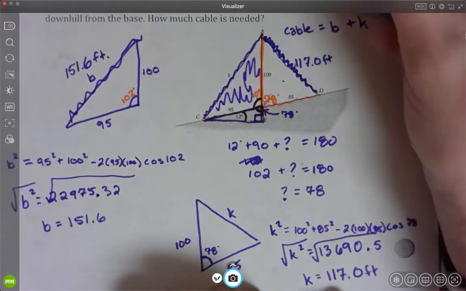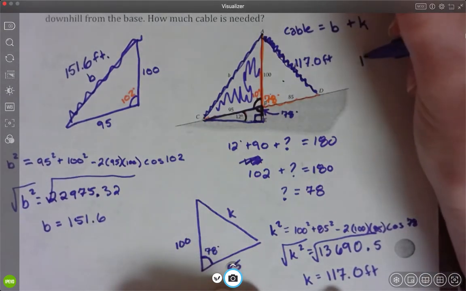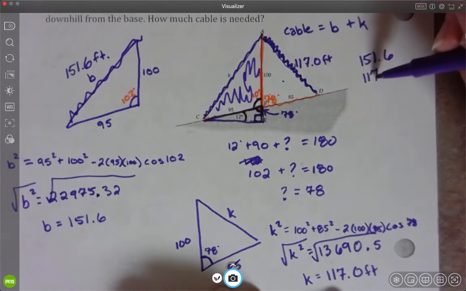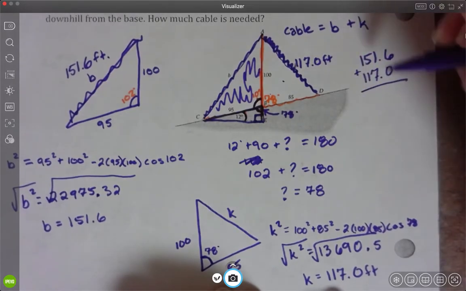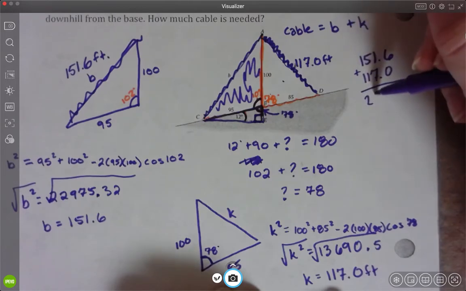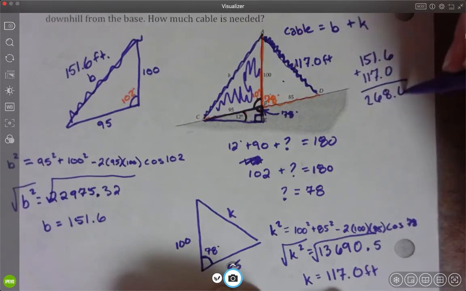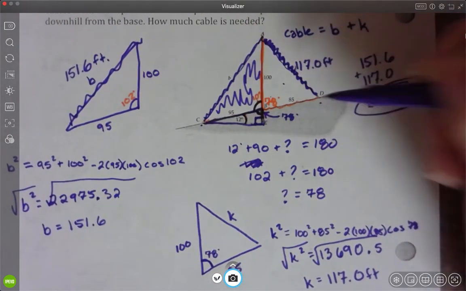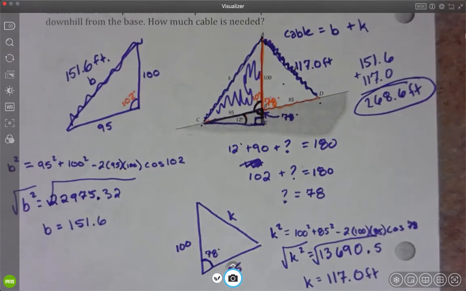So length of B is 151.6. Length of K is 117.0. Add those together and we get 268.6 feet is how long of a cable we will need to strap it from here all the way to here. Okay, pretty easy, all right?